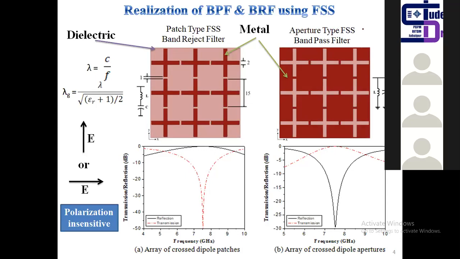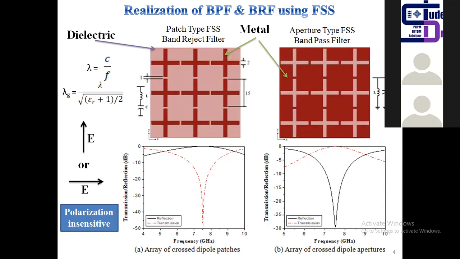Now, if you want the structure to work for both the vertical and horizontal electric fields, that means whether the electric field is vertical to the structure or horizontal to the structure, if you want that kind of advantage, then you can use two dipole strips perpendicular to each other. That is nothing but a cross. So it can be a cross dipole. That is what it is known as. And similarly, a complementary structure will give you the band pass response. As in the response also, you can see just its complementary structure. Transmission response is now close to 0 dB at the same frequency, 7.5 gigahertz.